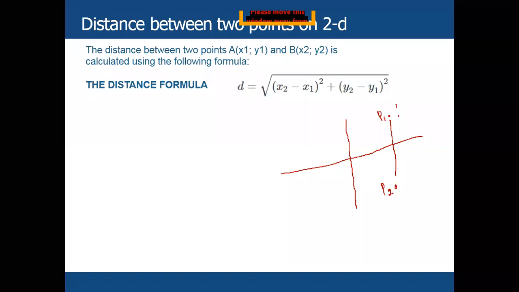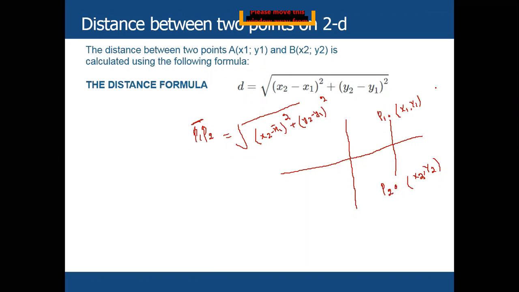If we have coordinates x1 and y1, and the same for point number 2, x2 and y2, then we have a formula for the distance between point number 1 and point number 2. This symbol is for distance. The formula is the square root of (x2 minus x1) whole square plus (y2 minus y1) whole square.